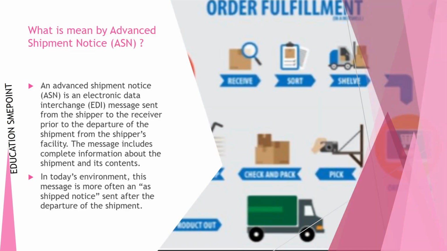What is meant by advanced shipment notice? An advanced shipment notice is an electronic data interchange (EDI) message sent from the shipper to the receiver prior to the departure of the shipment from the shipper's facility. The message includes complete information about the shipment and its contents. In today's environment, this message is more often an as-shipped notice sent after the departure of the shipment.